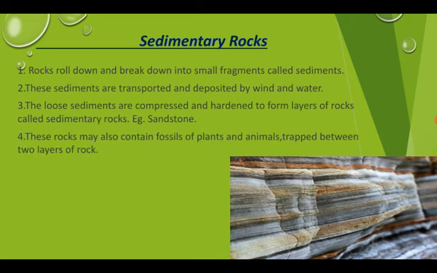Then these rocks may also contain fossils of plants and animals. Those are trapped between the two layers of rocks. जब चट्टान की दो सतहों के बीच में कुछ पौधे या कुछ जीव जंतु दब जाते हैं तो उन्हें फॉसिल्स कहा जाता है. Then you must be thinking, what are fossils?